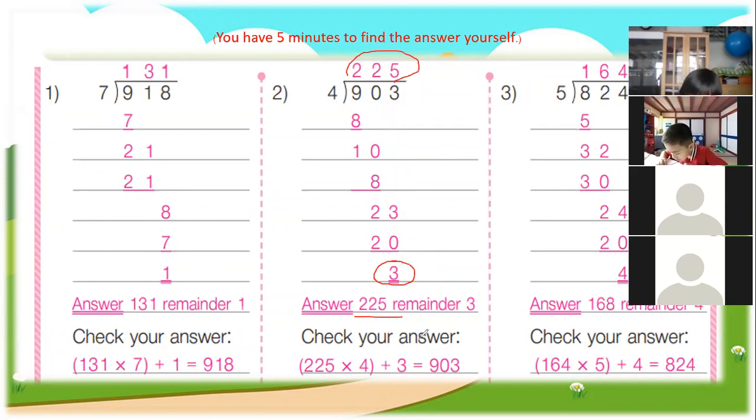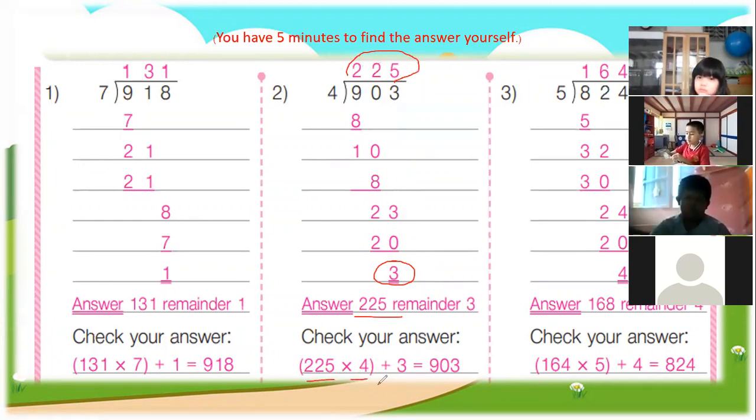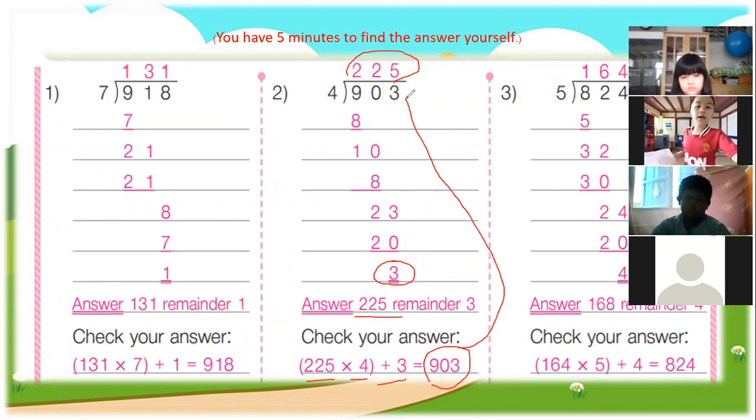And if you would like to know whether the answer is correct or not, 225 multiplied by 4, and we're going to add 3. That means 903. So if we check both figures, they are the same. That means our answer is correct.